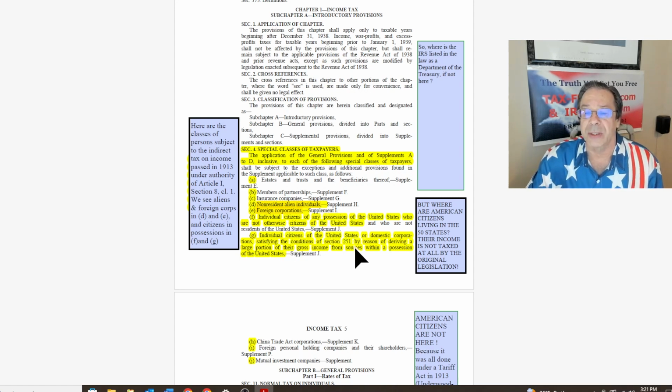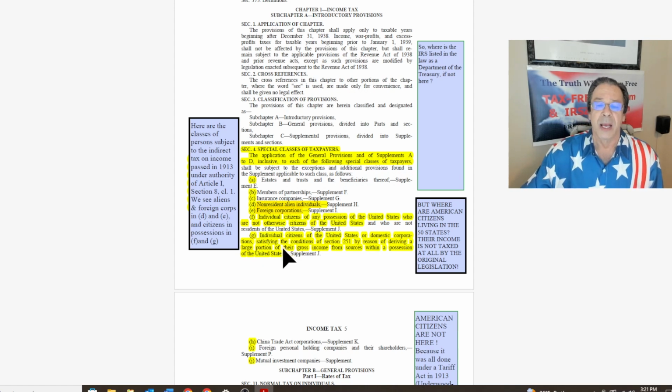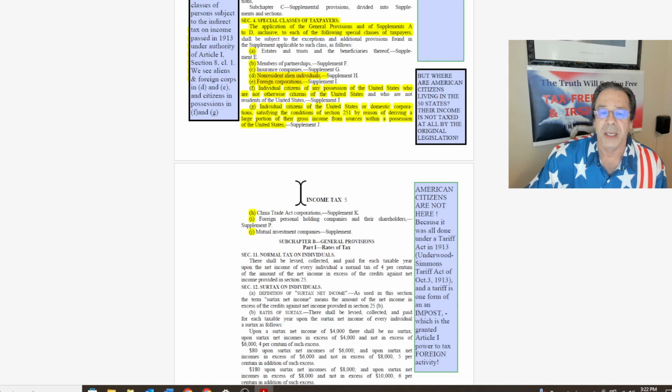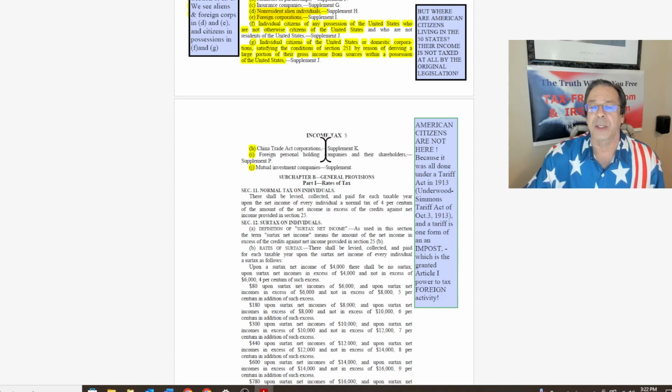G, individual citizens of the United States or domestic corporations, satisfying the conditions of Section 251 by reason of deriving a large portion of the gross income from sources within a possession of the United States. Territories and possessions, non-resident aliens, foreign corporations, and domestic corporations and partnerships. H, China Trade Act corporations, foreign. I, foreign personal holding companies and their shareholders, foreign. J, mutual investment companies, corporate.